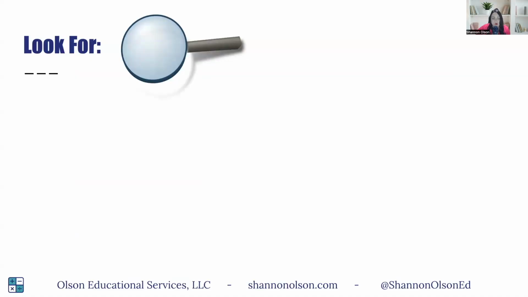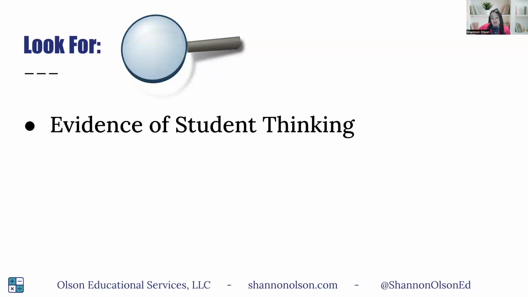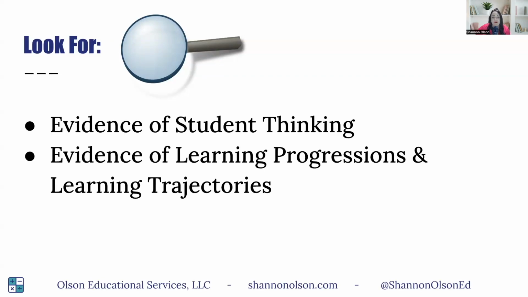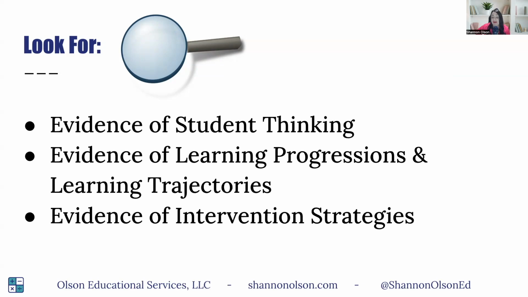We're going to get to watch some intervention. These are the things I'd love for you to look for. So evidence of student thinking. What are the students thinking? What do they understand? Evidence of learning progressions and learning trajectories. So where do we see Mrs. Snyder attending to progressions and trajectories? And then what is some evidence of intervention strategies that we also see?